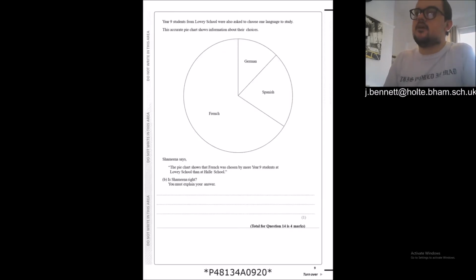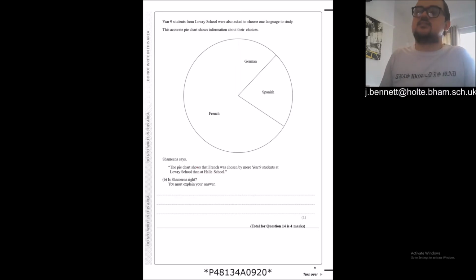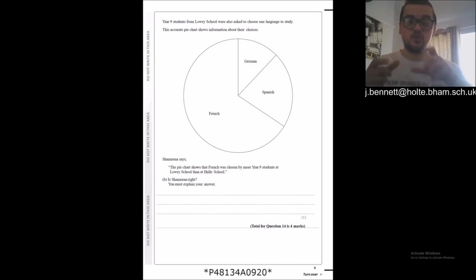Here we go. Year 9 students were asked to study a language. This was their pie chart. The pie chart shows that French was chosen by more Year 9 students at Lowry School than at Halley School. Is Shermina right? You must explain your answer. Pie charts are about proportion. Pie charts show how many people have done something in comparison to another. It does not show quantity, it shows proportion.